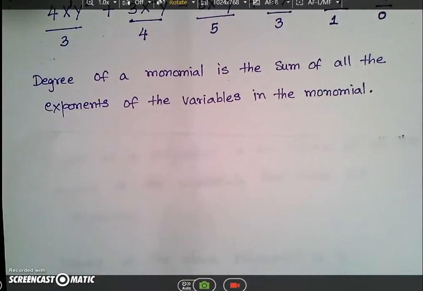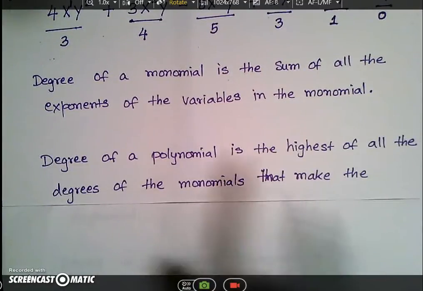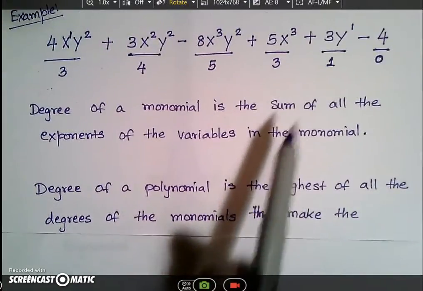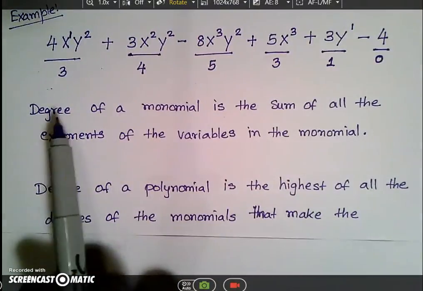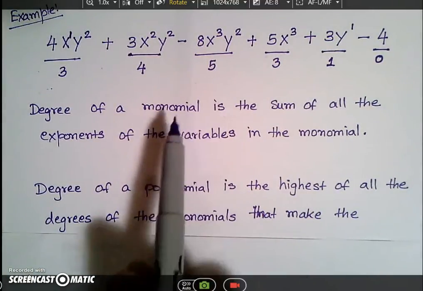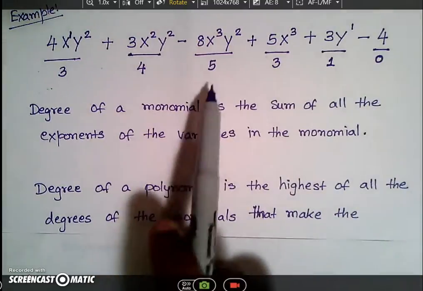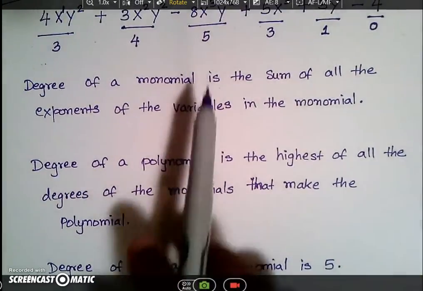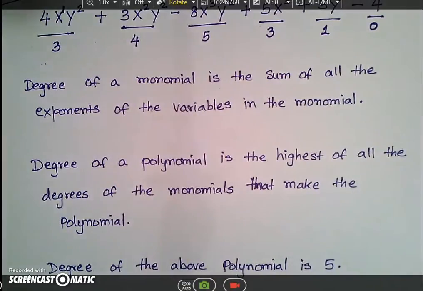So now the degree of the polynomial is the highest of all of these degrees of each monomial. Okay, so I have different degrees here. Out of all these, 5 is the highest one. So the degree of the polynomial is 5. So whichever is the highest one becomes the degree of that polynomial.